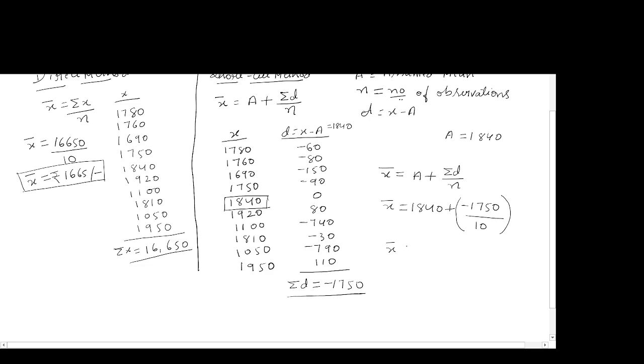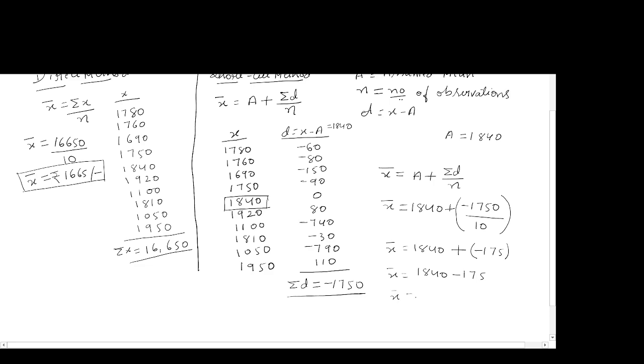Now X bar is equal to, keep this 1840 as it is. So many people commit a mistake here. They add 1840 plus into minus is minus 1750 divided by 10. That is wrong. The A term is completely different from summation D by N. First we have to solve summation D by N, then add it to the A value. So I've written 1840 as it is. Open the bracket again. Minus 1750 divided by 10 is minus 175. X bar is equal to 1840, write it as it is, plus into minus is minus 175.